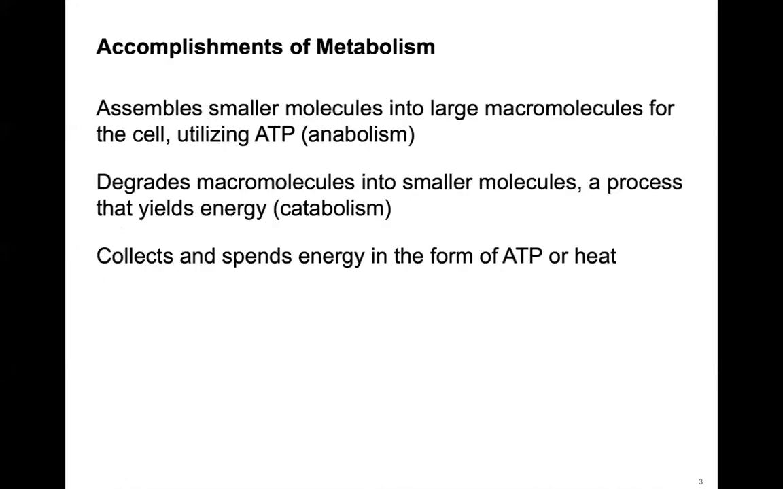Now, the accomplishments of metabolism is that it assembles smaller molecules into larger macromolecules for the cell, and this will utilize ATP, such as an anabolic reaction. Or it can degrade macromolecules into smaller molecules, which is a process that will yield energy, such as a catabolic reaction. It will collect and spend energy in the form of ATP or heat. And this is essentially how the energy will get converted.